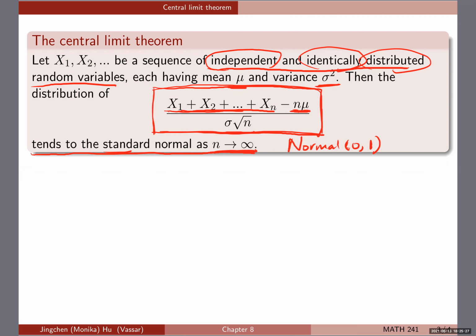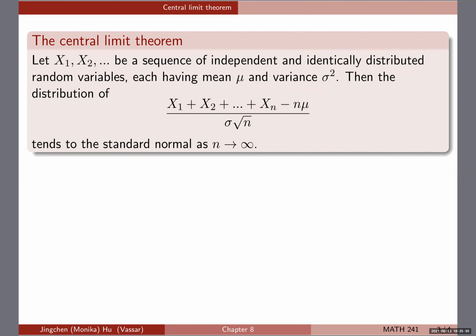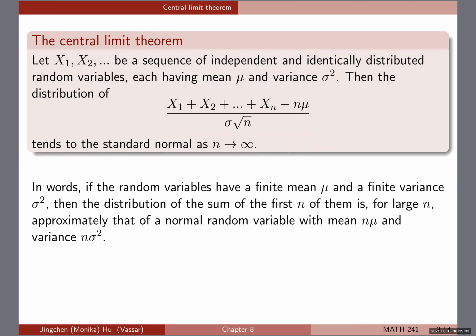This might sound a little bit too vague, so let me show you in words what we really mean. What we mean by the central limit theorem is that if the random variables have a finite mean and a finite variance, then the distribution of the sum of the first n of them, X1 plus X2 plus up to Xn, if n is large enough, the sum itself is going to approximately follow a normal random variable with mean n mu and variance n sigma squared.